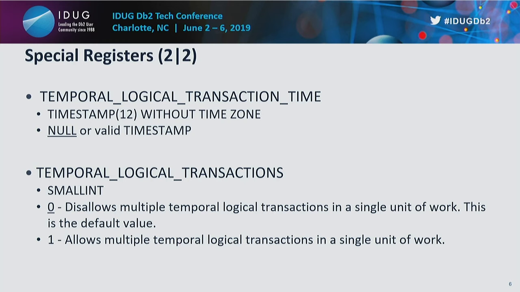You also have temporal logical transactions, which is a small int. It's either a 0 or a 1. 0 is the default. This tells DB2 how many logical transactions are allowed within a single unit of work. If you set it to a 1, you're allowed to do multiple temporal transactions within one unit of work, so once you do a commit, all that work has been committed. Whereas if you set it to a 0, that allows only one temporal transaction per unit of work. So every time that you execute a temporal transaction, that's one complete unit of work.